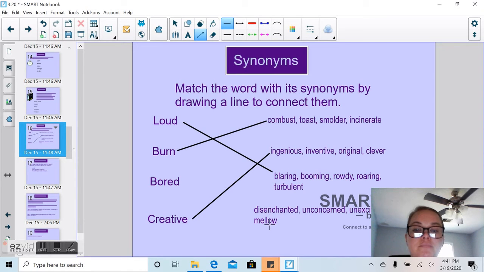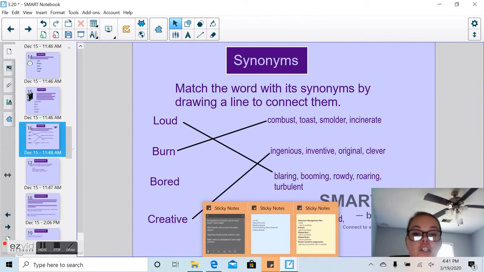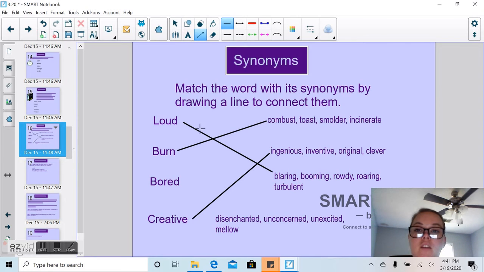All right, the next one. I'm actually going to go ahead and move this over a little bit so you can see these words. It says disenchanted, unconcerned, unexcited, or mellow. If you're unexcited about something and you're really mellow about it, what would be a synonym for those words? You're right, bored. Nice job identifying synonyms to loud, bored, and creative.